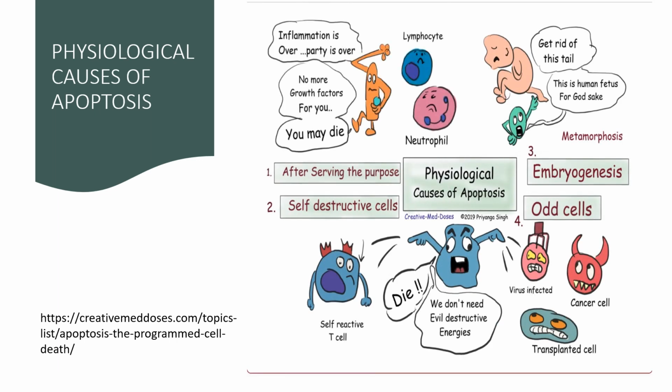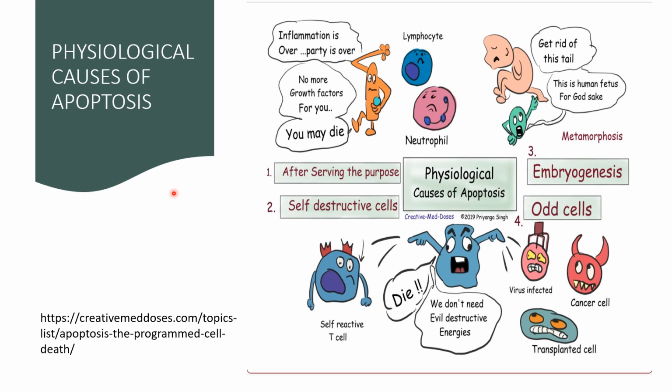As discussed in our previous video, apoptosis can usually occur in physiological state as well as pathological state. To understand this concept better, let us look at some examples for both the states. We will start with the physiological causes of apoptosis. Now the first example is after cells serve their purpose. What do I mean by after serving their purpose?